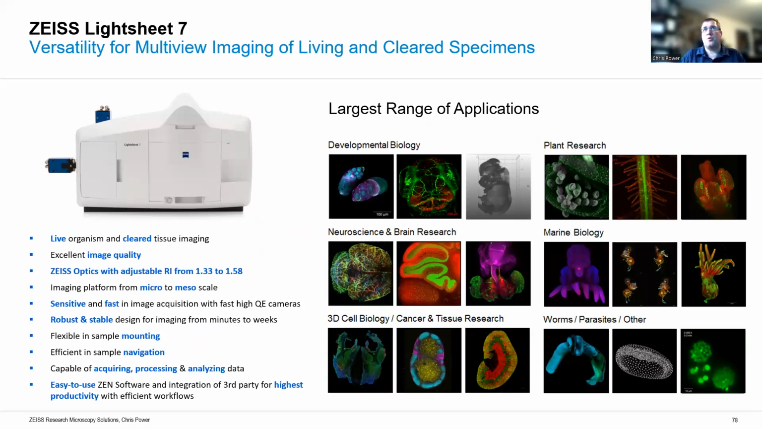So I hope I've explained why the Lightsheet system is really good for anything big, whether it's live or whether it's cleared. This system just excels over other fluorescence microscopes. It's a quick system. I'm not going to go through the rest of the list here, but for anything over 50 microns, 100 microns, the Lightsheet works really, really well.